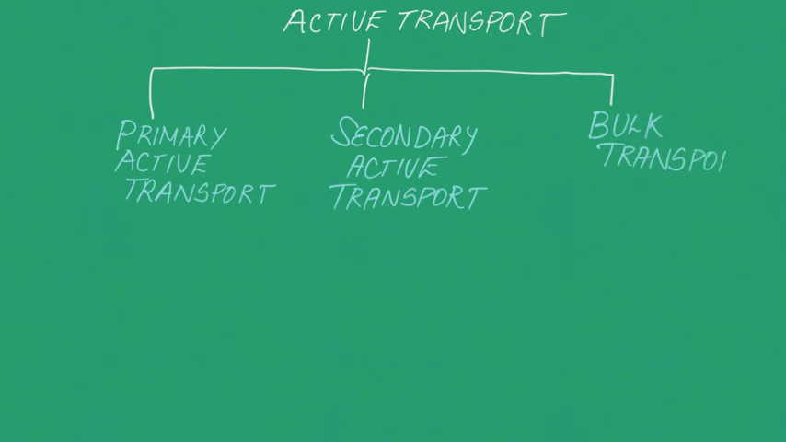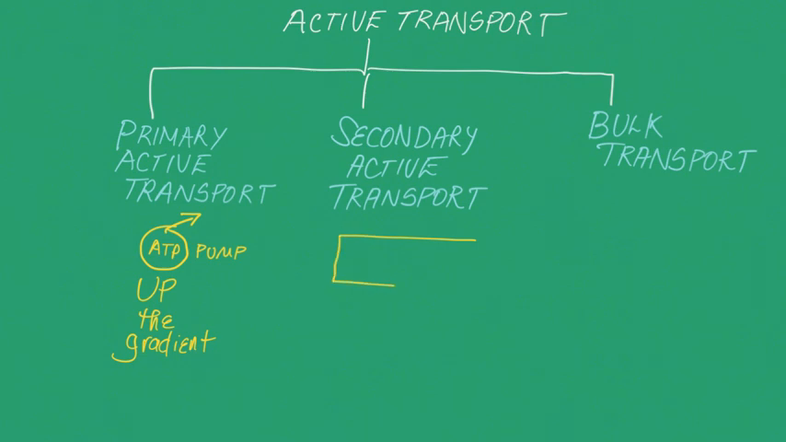Primary active transport is brought about by a protein pump that is powered by ATP. You need this pump because molecules are moving from a region of low concentration to a region of high concentration. The molecules are moving up the concentration gradient.